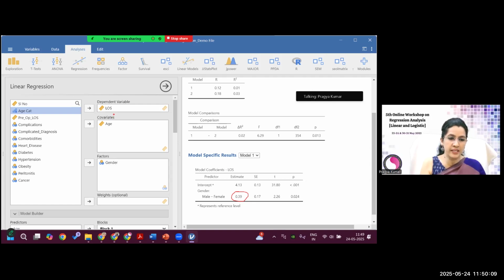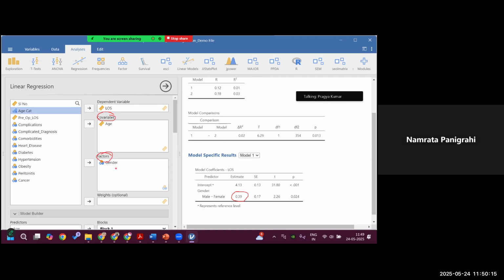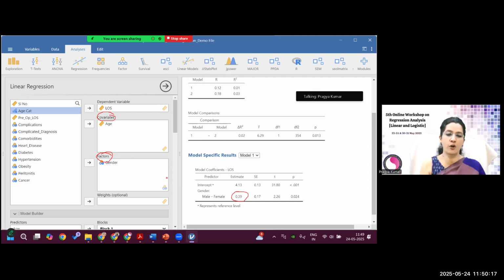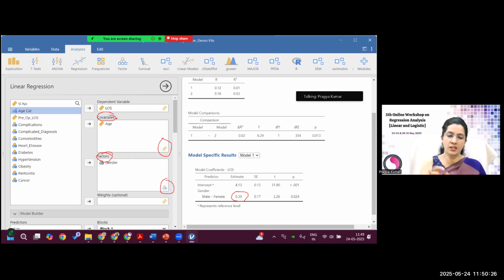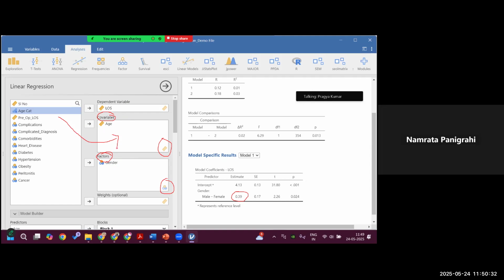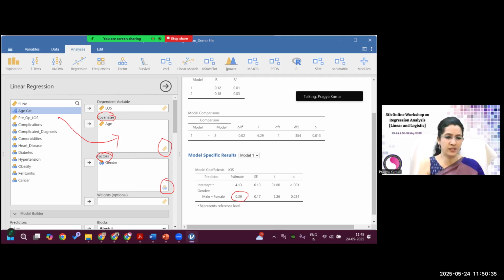Don't go by the name covariate. Both go here as a covariate only. Okay, meaning there are separate boxes for categorical variable and continuous variable. I think you got confused that we have to enter it here only. Rather, depending on whether it is categorical or continuous, you can enter it anywhere.